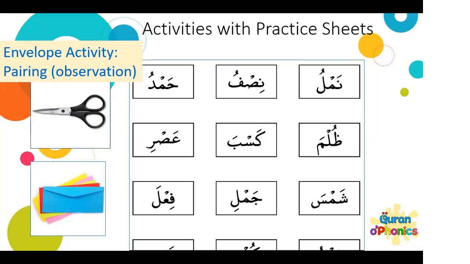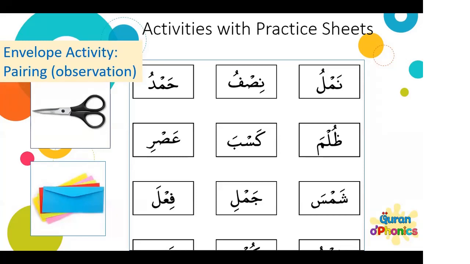Then they take the other envelope and they take out the first word which they can. They look at it, if they can read it in their head or read it aloud, and then they find the matching card, the matching word in the column that they made, in the line that they made, and place it with that.